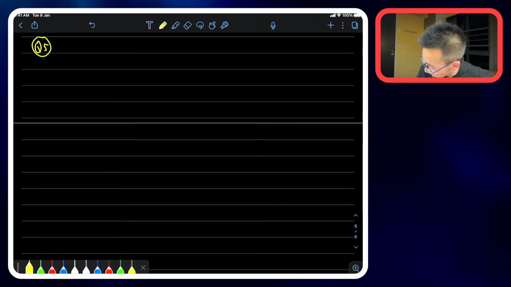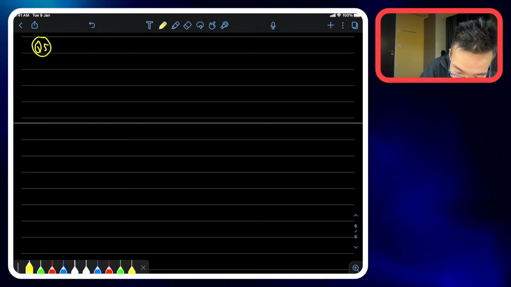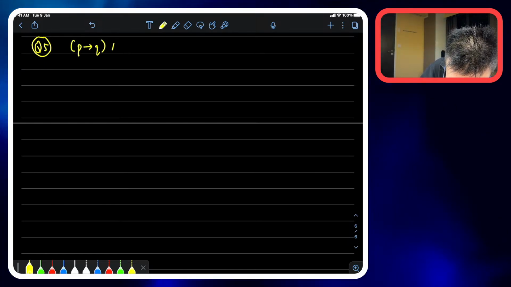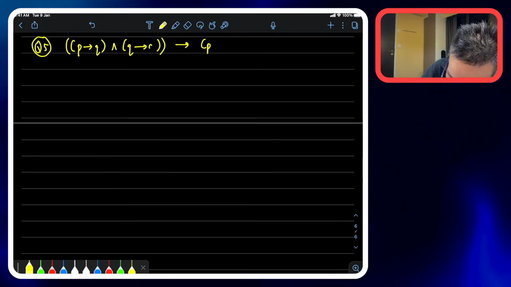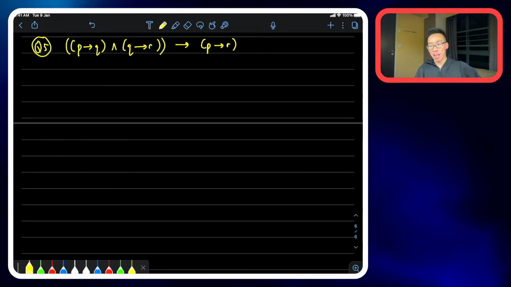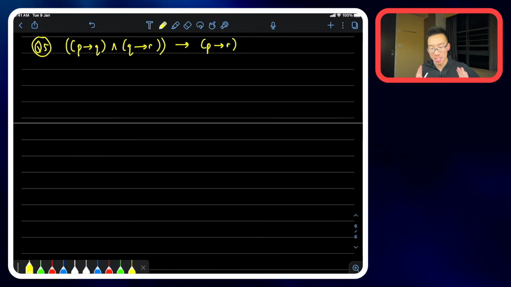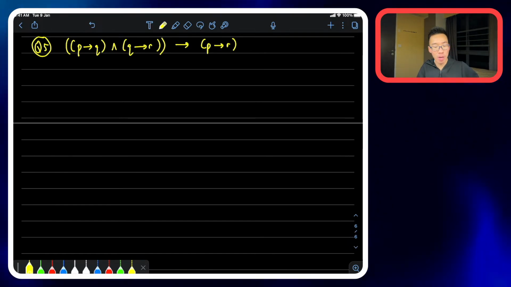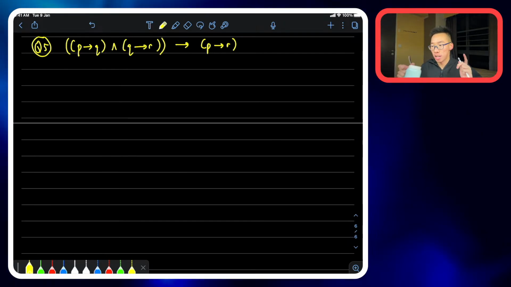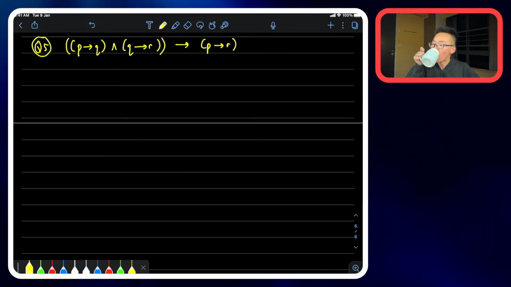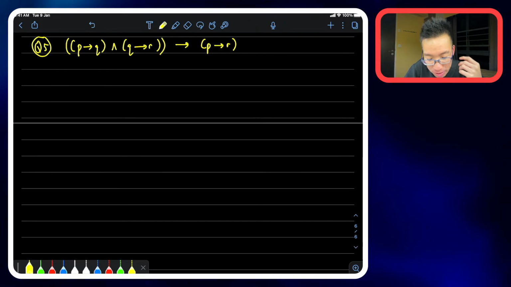So we'll let P, Q, and R be propositional variables. We want to prove that this compound expression is a tautology. In other words, it's true all the time. There are a few ways to do this. We could try to go ahead and use truth tables again. I actually wouldn't be too against using truth tables here.